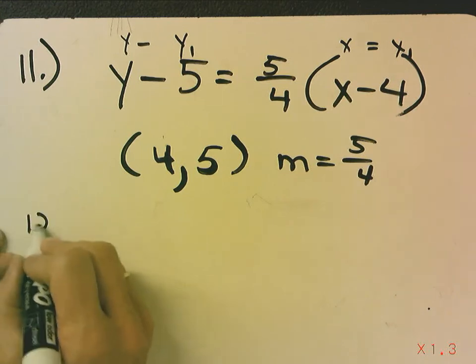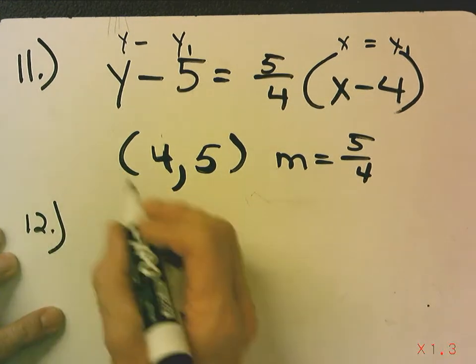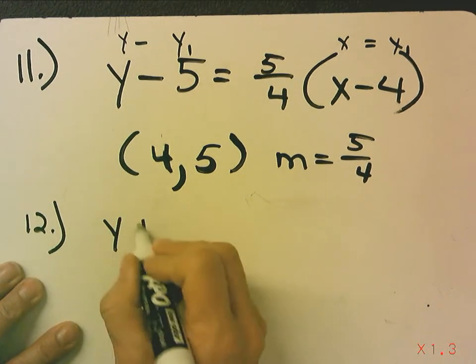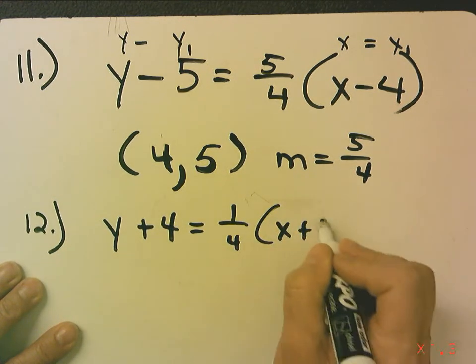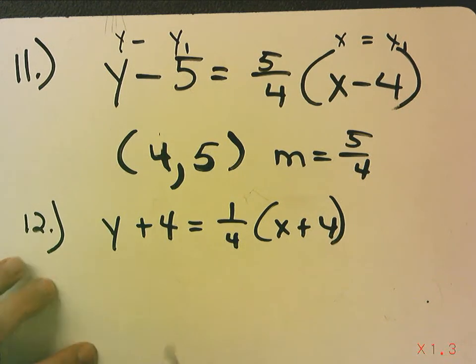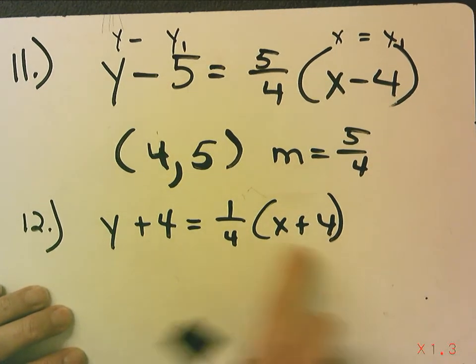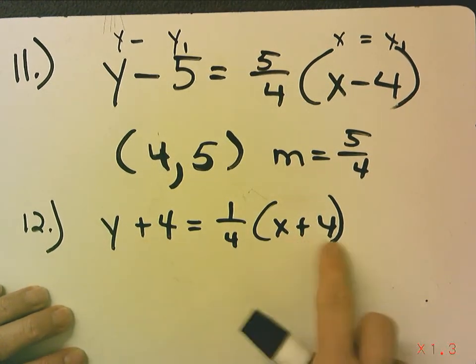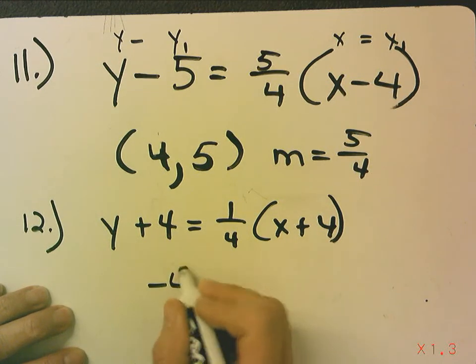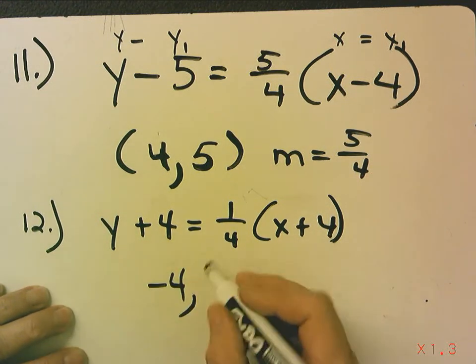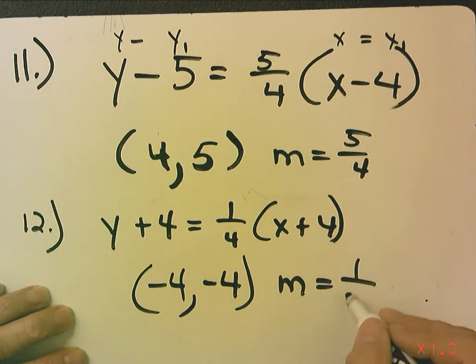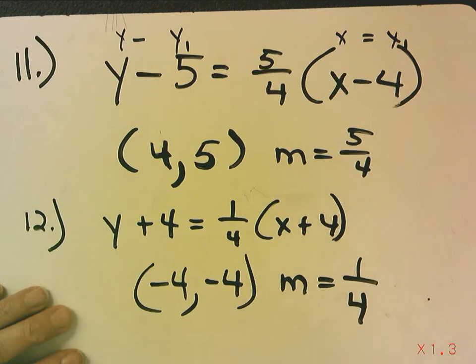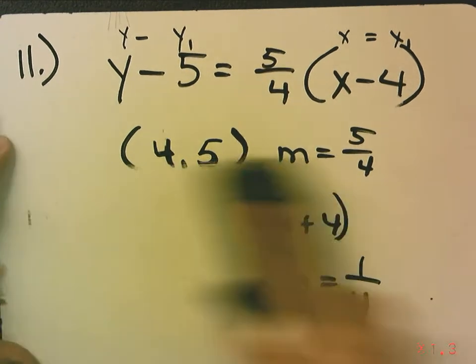So let's do 12. Okay, so it is y plus 4 equals 1/4 times x plus 4. Now, I'm going to remember to do this one first, then this one. The opposite of what I see is -4. The opposite of what I see is -4. And the slope is 1/4. Okay? Now, because I think this is a little tricky, let's do a few more.